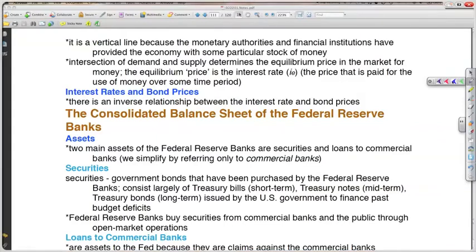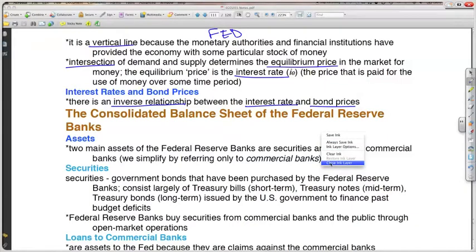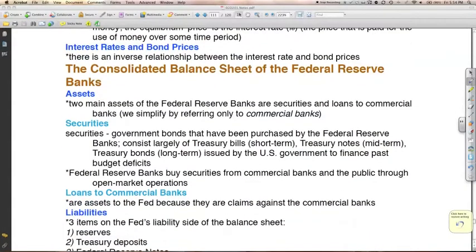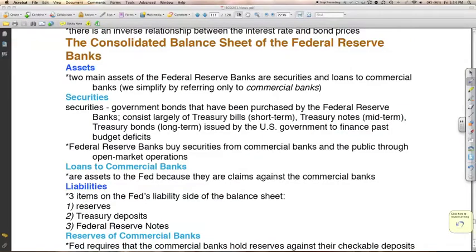So again, the vertical line is drawn because we have monetary authorities. So that's just our Fed. Right? And then this intersection between the demand and supply gives us the equilibrium price for money, which is just the interest rate. It's important to note that there's an inverse relationship between the interest rate and bond prices, which is another form of a security, which we'll learn more about shortly.